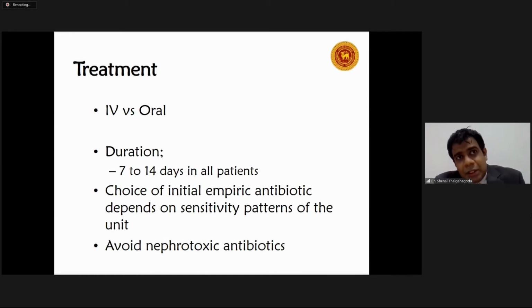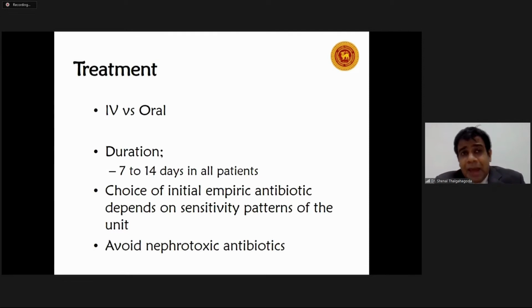Treatment, intravenous versus oral, how do you choose? There are no clear-cut recommendations, but in general, the younger the child, the more often you go for the intravenous route. And in neonates, the entire course should be given intravenously, and in children under 3 months, for that matter, also you need to at least start with an intravenous antibiotic and continue it for the majority of the course.